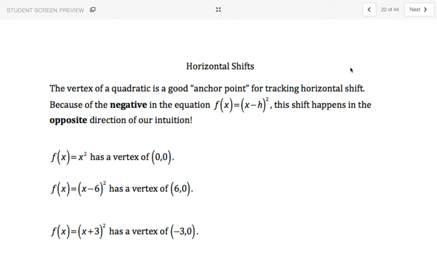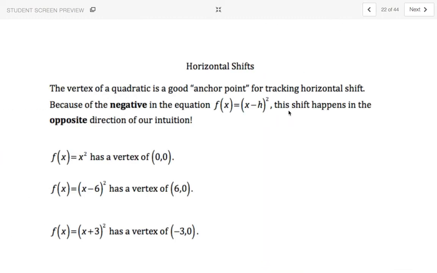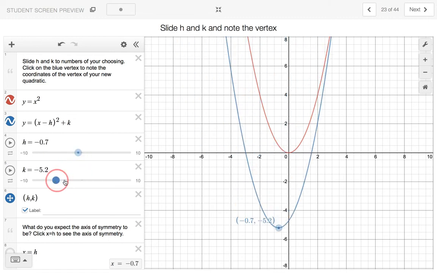Okay, so for horizontal shifts, I'm going to ask you to describe in your own words what h does. How does h shift? H just shifts it from left to right, and I hope you said something about the fact that h is negative. So the shift happens in the opposite direction of our intuition, and that is exactly what happens. Because it's negative, it goes in the opposite direction. It gets a little confusing, so you're just going to have to keep track of what you're doing. On this particular slide, I wanted you to just play with the h's. So h's are moving from left to right. K's are moving up and down.